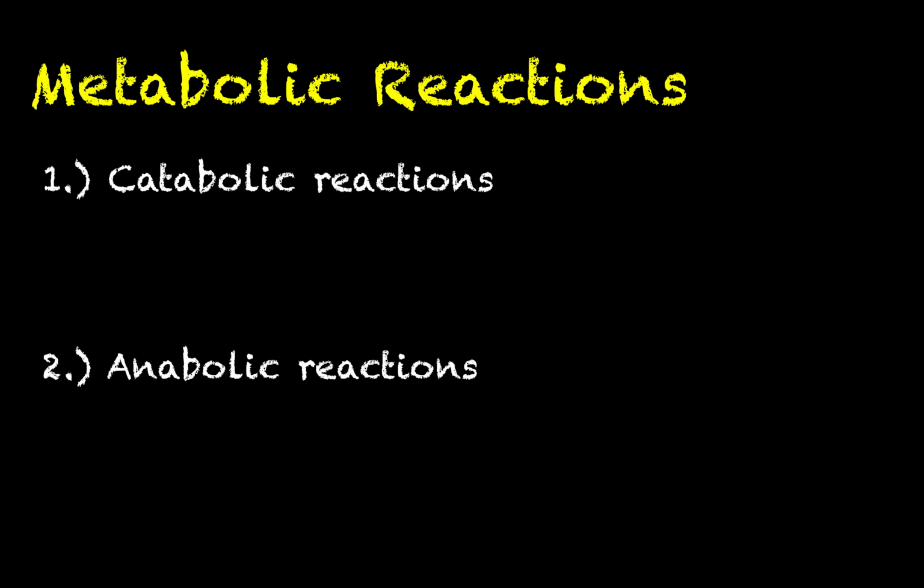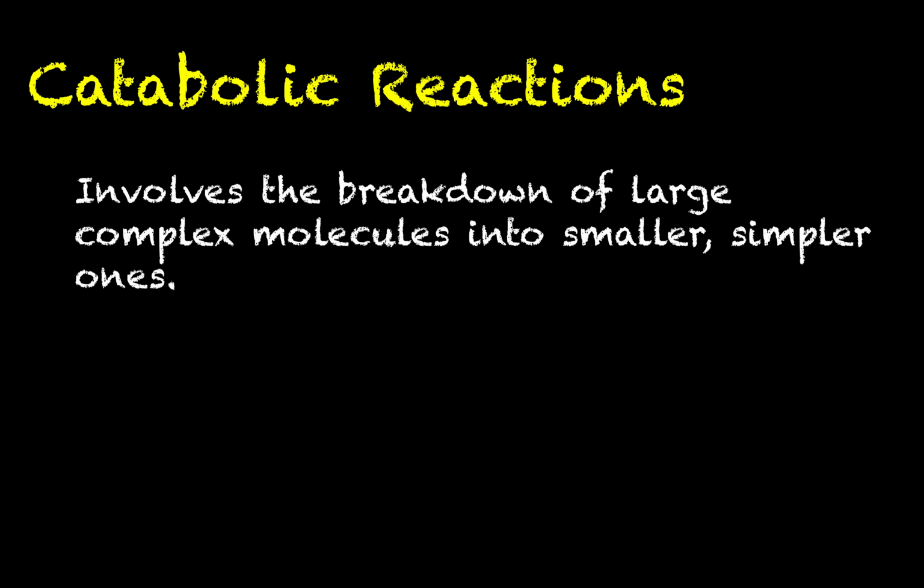As far as metabolic reactions go, and keep in mind there are thousands of different chemical reactions happening inside the cell at any given time, we can generalize and break down these reactions into two different types: catabolic reactions and anabolic reactions. Catabolic reactions involve the breakdown of large, very complex molecules into much smaller, much simpler components.